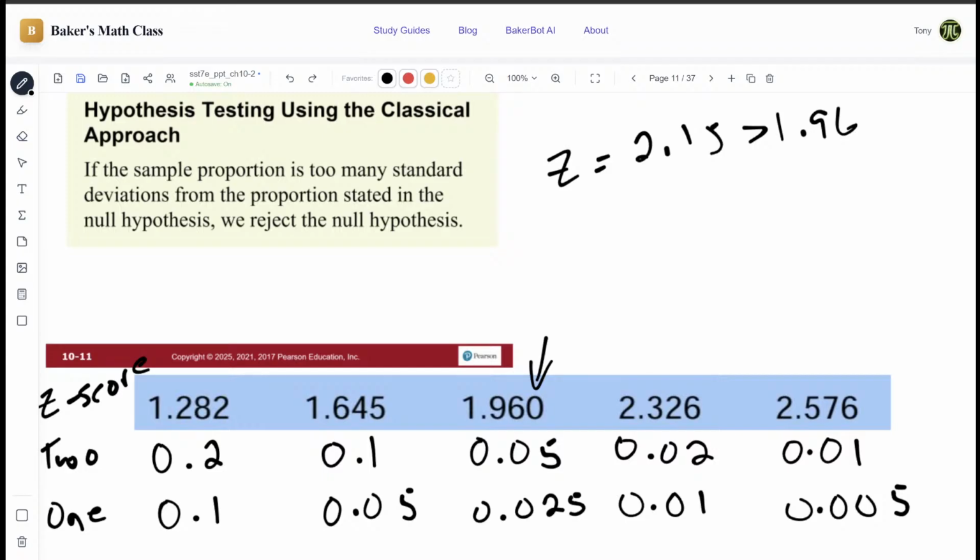If I only wanted to look in one tail, because in essence, I really just wanted to know if it was higher, right? In that situation, my z only had to be higher than the 1.645, because that's that 5% right there. So it's even a lower bar because now my entire 5% is on that one side instead of split between the two sides. So that's why when you're looking at one-tailed and two-tailed, that's going to matter because that percent's going to change. So that's looking at the classical method with the z-score.